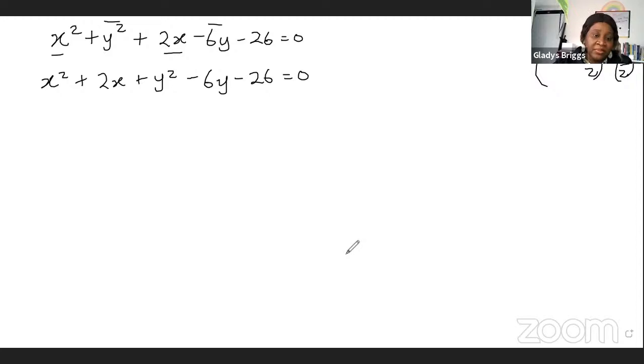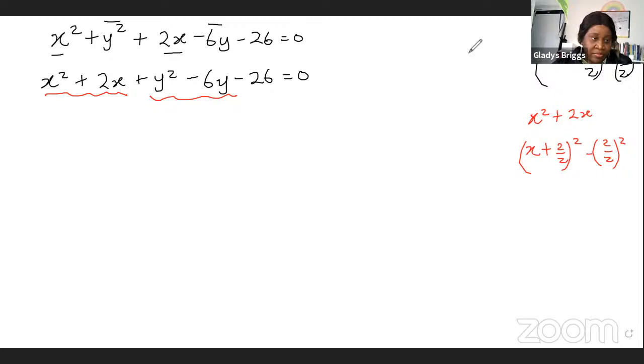Yeah, then we had to do completing the square for this side and this side. So if you complete the square for this side, for x squared plus 2x, you would have x plus 2 over 2 squared minus 2 over 2 squared. Yeah, and that is x plus 1 squared minus 1. Okay, so I'm just going to write that down here. X plus 1 squared minus 1.